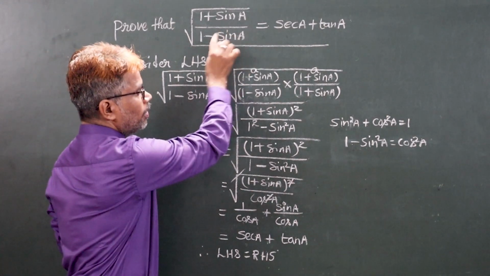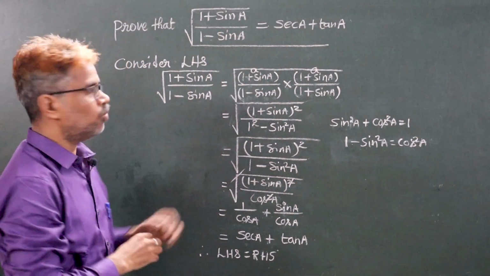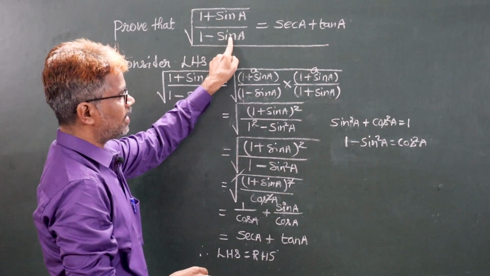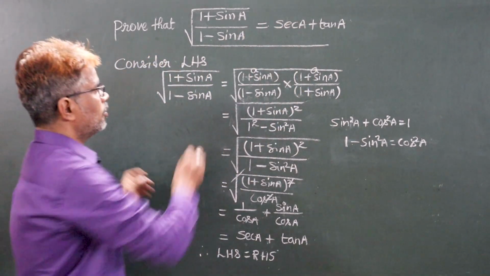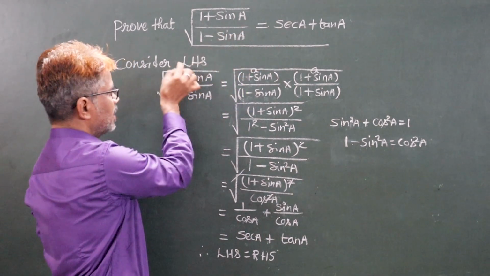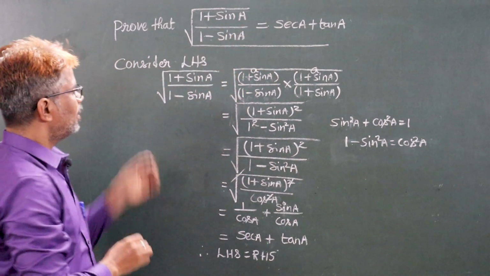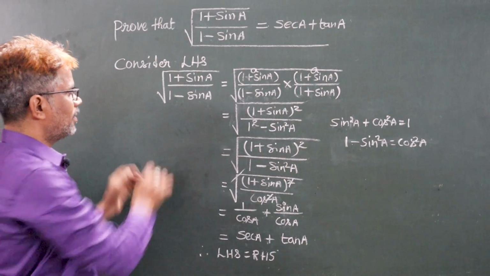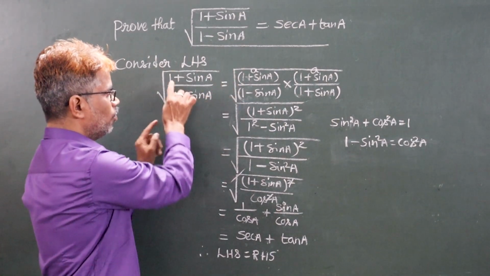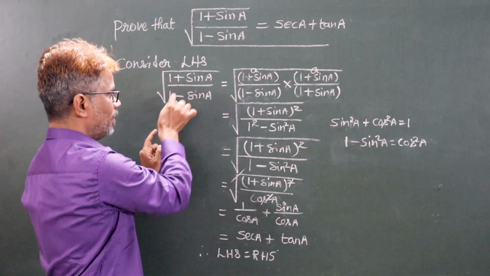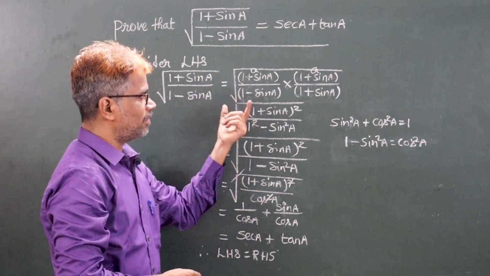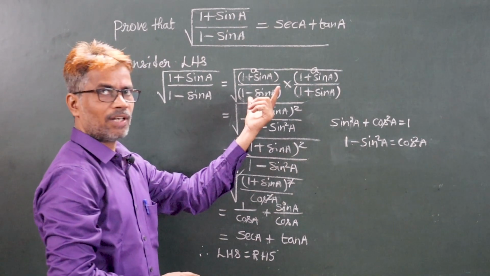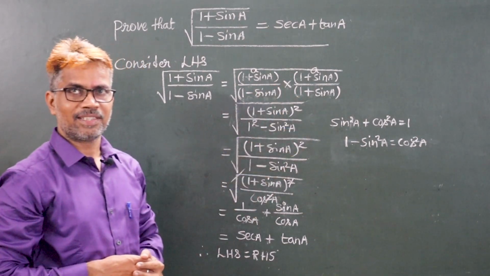There are two parts in the sum. One is on the left side of the equal sign, another one is on the right side of the equal sign. The part on the left side of the equal sign is called LHS. Consider LHS, that is square root of (1 plus sin a) divided by (1 minus sin a). This sum can be done by the process called rationalizing the denominator.